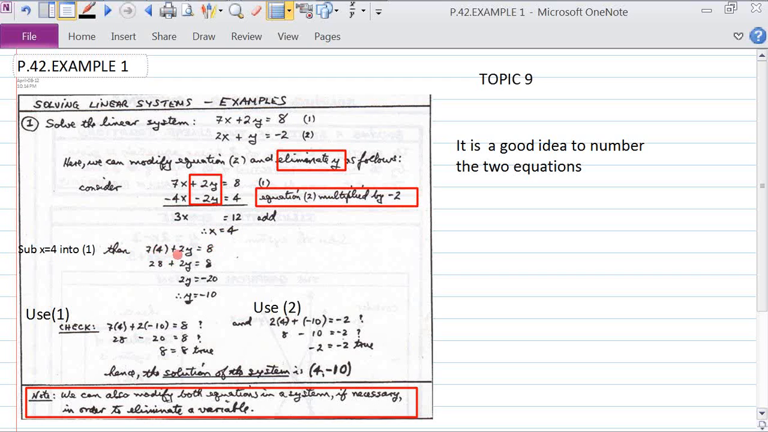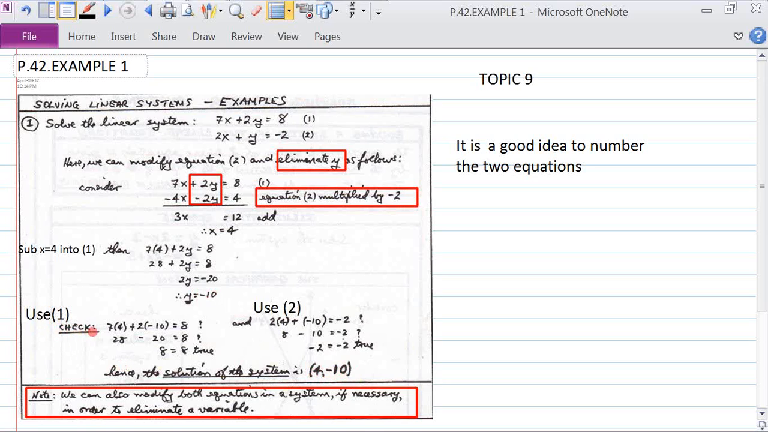So 7x plus 2y equals 8. We replace the x with the 4 right here. We get 7 times 4 is 28 plus 2y. And we transpose the 28 from the left to the right. 8 minus 28 gives us minus 20. So y equals minus 10. So we know that the ordered pair that fits on both lines is 4, minus 10. 4, minus 10.